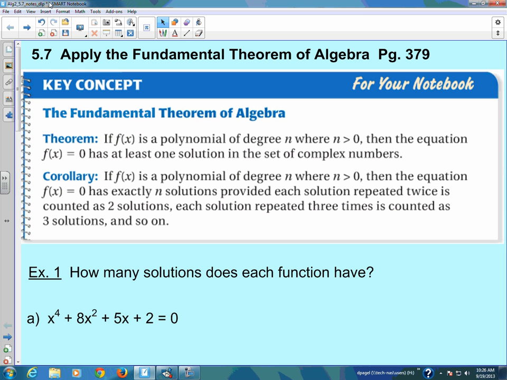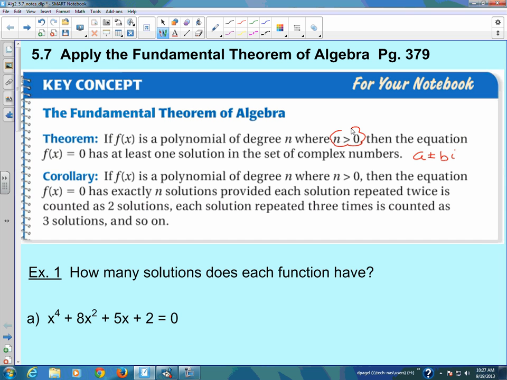It states if f of x is a polynomial of degree n, where n is positive, that's all that means, then the equation f of x equals 0 has at least one solution in the set of complex numbers. Given complex numbers, a plus or minus bi, it might be just the a part, the real part, or it could be the combination and thus be complex.